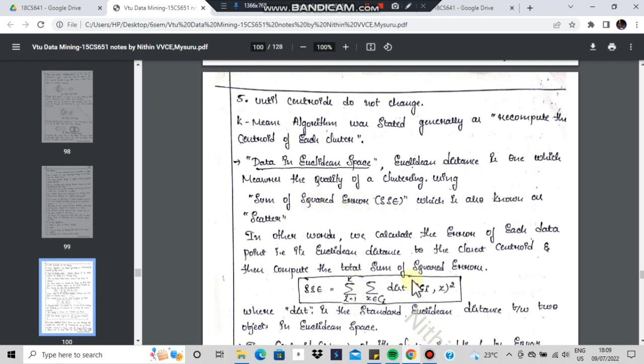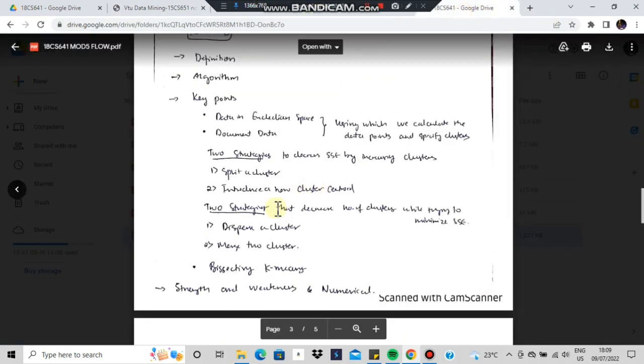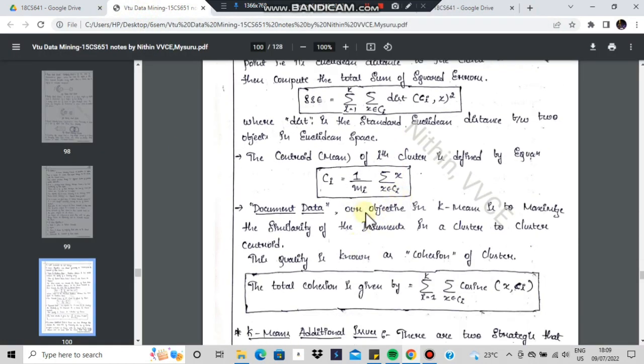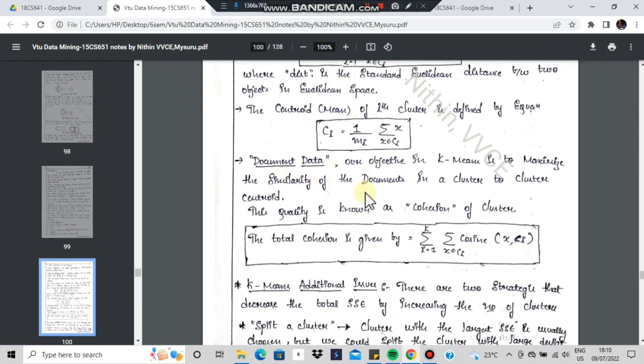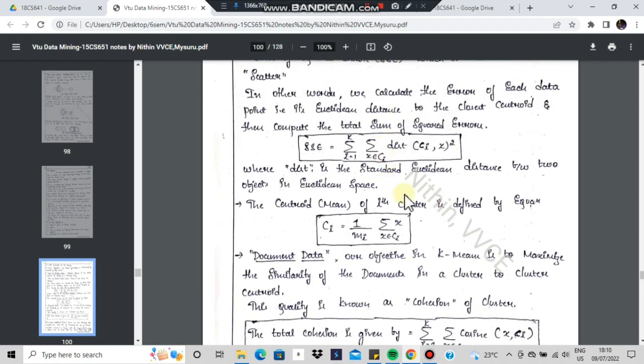Okay, so this is one of the things we'll be using, and the second thing is the document data. The objective in k-means is to maximize the similarity of the documents in a cluster to the cluster centroid. Okay, that means how closely they are related. So what are the two metrics? The first one is the data in Euclidean space, where we use sum of squared error, and the second one is how closely they are related. For each of these there is a formula, and you have to memorize them.